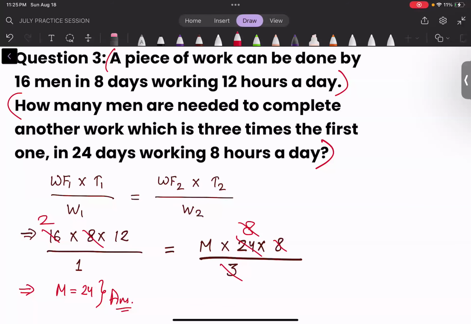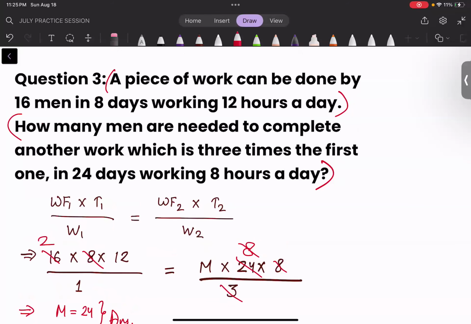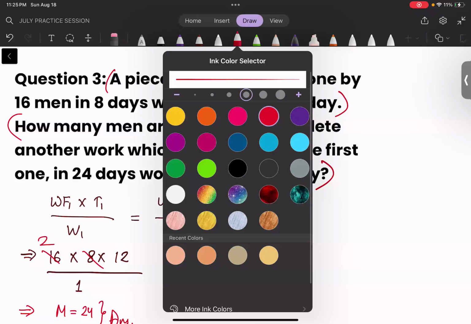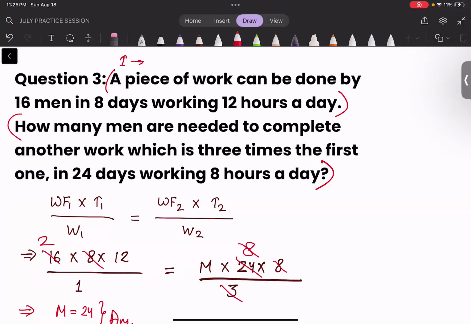So please remember this. In the first situation, I'm assuming W1 equals 1. In the second situation, they have mentioned another work which is 3 times the first one. So this work is 3 times W1, that means 3 times 1, that is 3. If W1 is 1, W2 is 3.